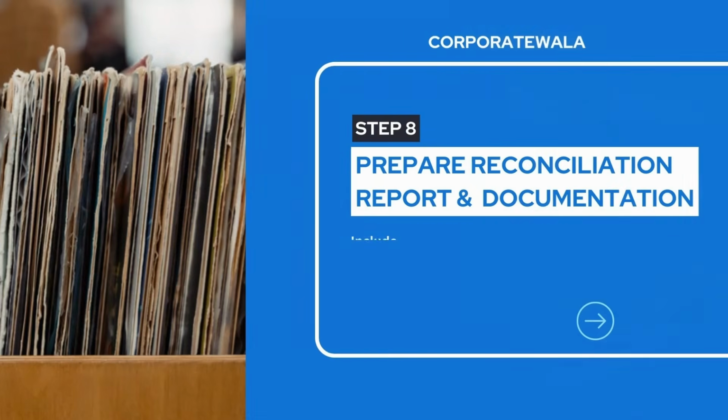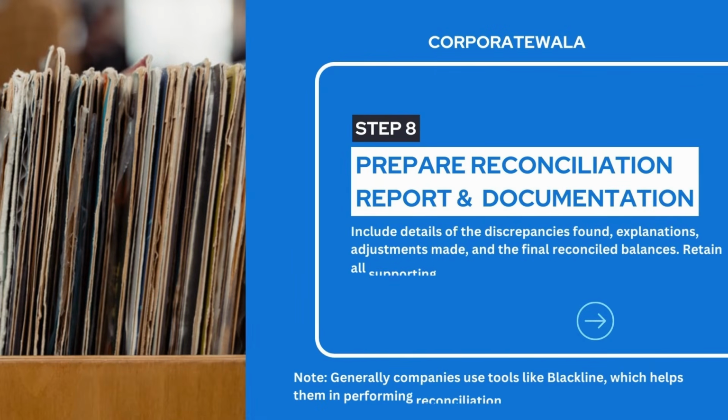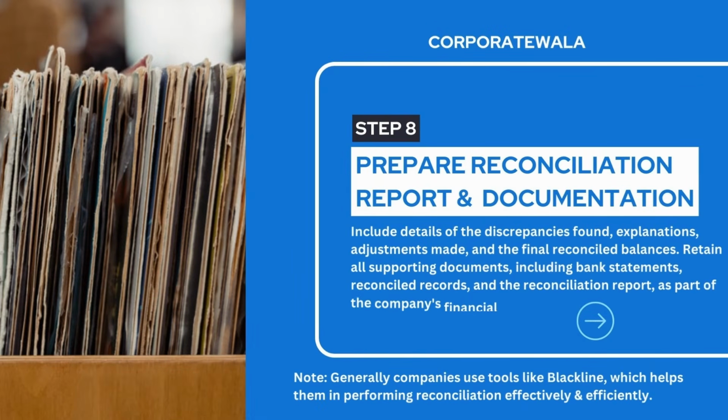And the last step of our reconciliation would be to prepare the reconciliation report and all the necessary documents. So you need to include all the details of discrepancies found, explanations, adjustments made, and the final reconciled balance. Retain all the supporting documents which you have obtained during this process, and you need to include your bank statement in the reconciled records and the reconciliation report as part of the company's financial record. In top MNC companies, companies use software like Blackline, which helps them in performing reconciliation effectively and efficiently.